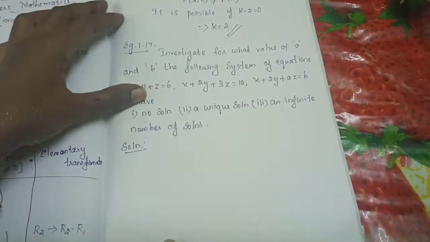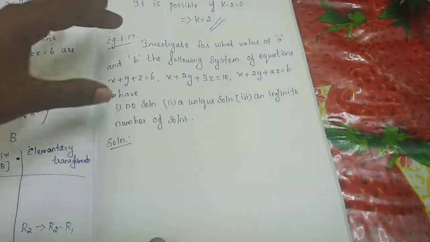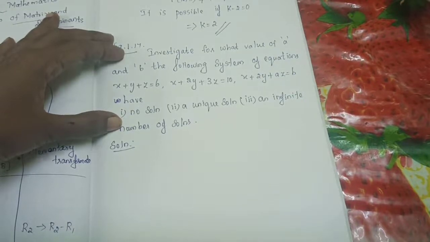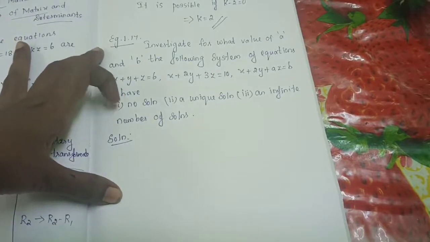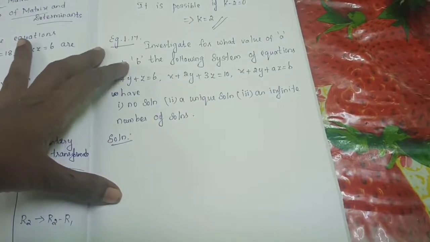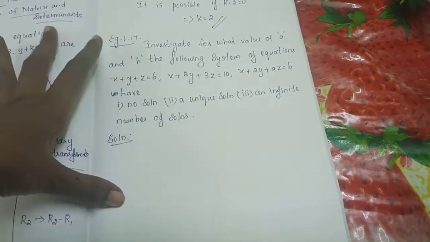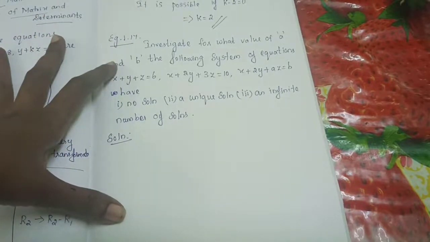Next question is example 1.17. Investigate for what values of a and b the following system of equations x plus y plus z is equal to 6, x plus 2y plus 3z is equal to 10, x plus 2y plus az is equal to b have no solution. When it has no solution, what's the answer? When it has a unique solution, what's the answer? Infinite number of solutions, what's the answer? For that, separately you need to find the values of a and b.